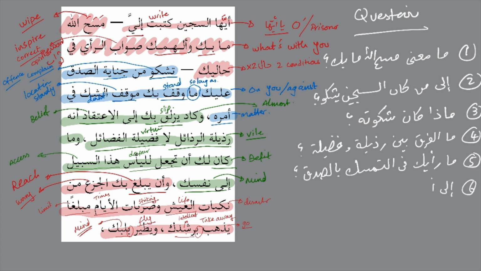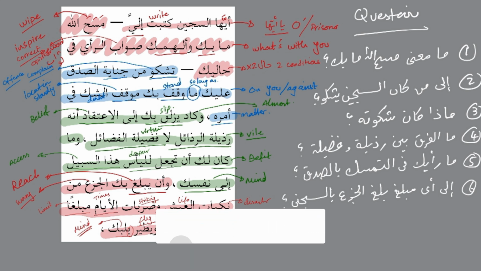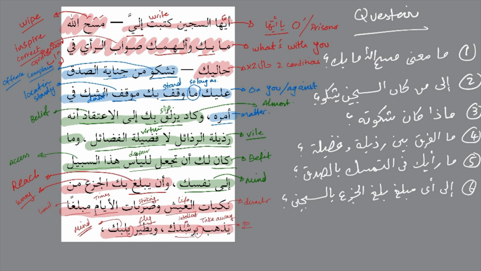إلى أي مبلغ بلغ الجزع بالسجين؟ To what extent, to what limit did the distress and problems reach Zayd? Right, so بلغ المبلغ ذهب برشده وطار بلبه.